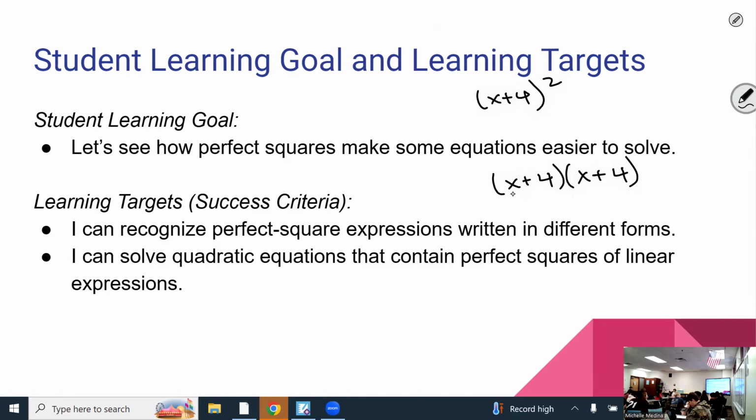You have to be able to identify if it's a perfect square. Different from difference of squares, okay? Don't get the two confused.